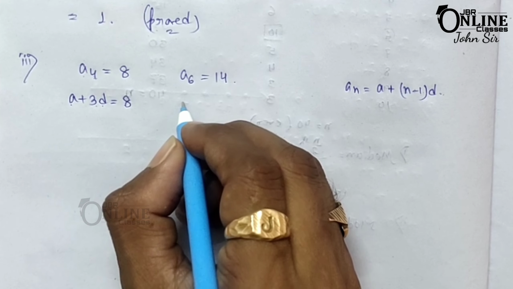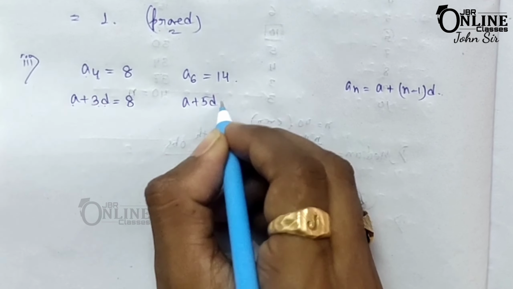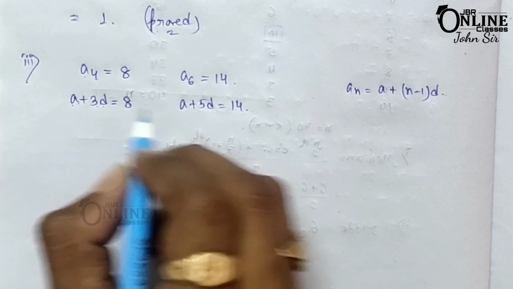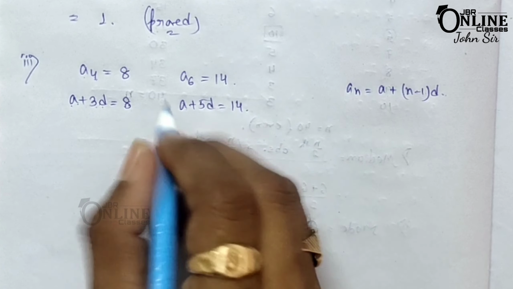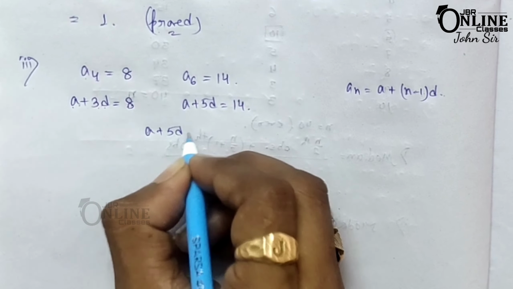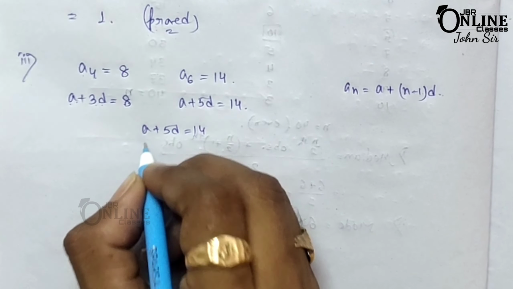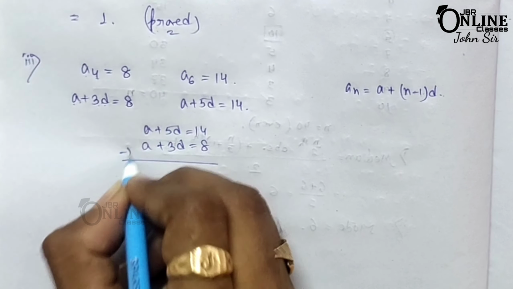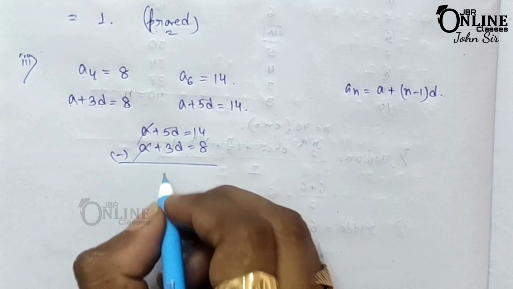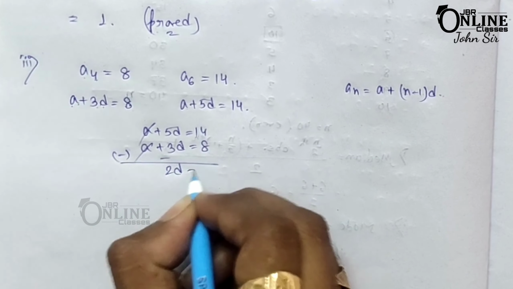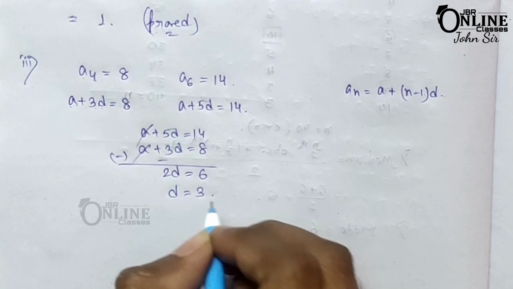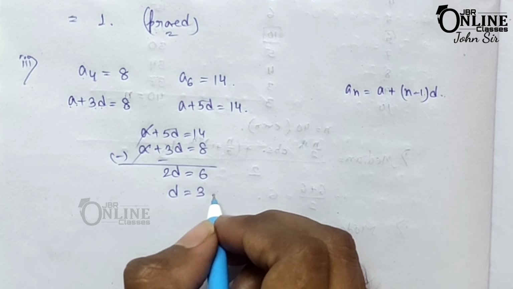That means A6 means a plus 5d, that equals 14. So here a plus 3d equals 8, a plus 5d equals 14. So take a plus 5d equals 14, subtract a plus 3d equals 8. So a cancels out, 5d minus 3d equals 2d, it becomes 6. So d equals 3. That means the common difference equals 3.